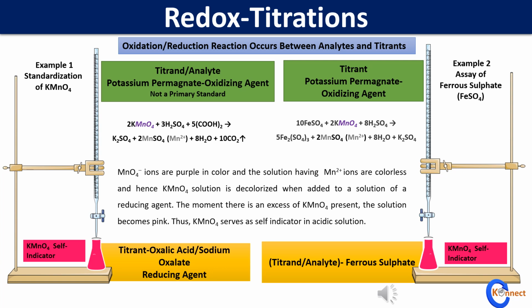Once all the oxalic acid gets consumed or reacted with potassium permanganate, then the next drop of potassium permanganate does not find any oxalic acid to react with it and remains intact, which gives the purple pinkish color to solution. In this way, potassium permanganate acts as self-indicator. In this example, we are standardizing potassium permanganate, hence it is being taken as analyte. But standardized potassium permanganate can be used as titrant, as we can see in the next example of redox titration mentioned here.